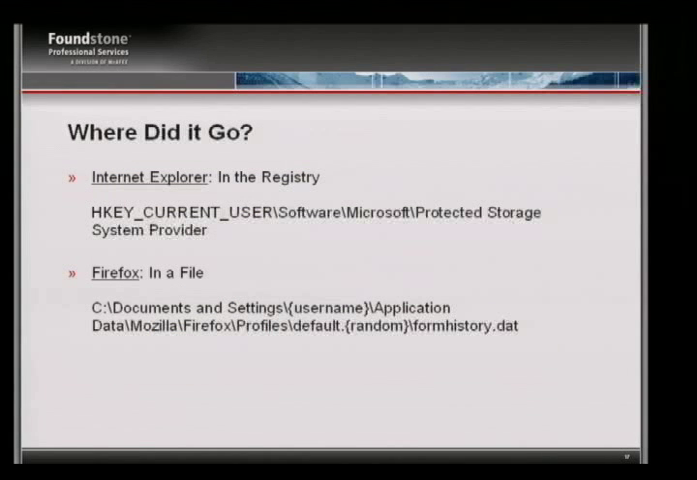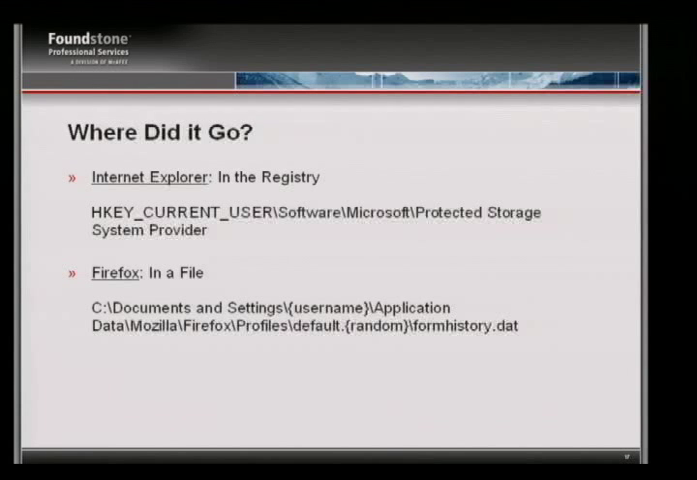In Internet Explorer, it actually puts it in the registry under the protected storage system provider key. So this has been around for a while. If anybody's ever used Cain, Cain can go through and actually pull out the information from here. There's a program called Protected Storage PassView that does a really good job of going through here and listing out all this information if it's been entered with IE. Firefox works a little bit differently, in that it actually stores it to a file within your profile.